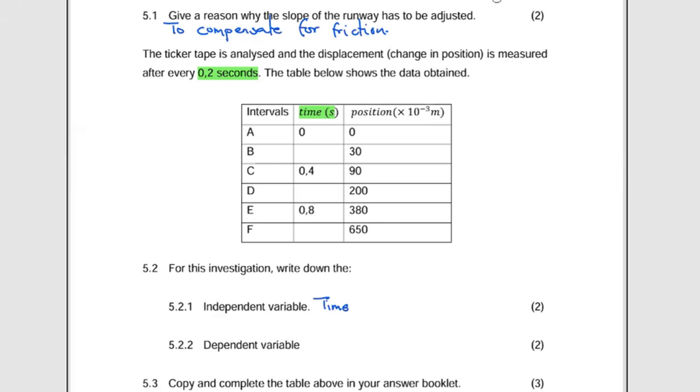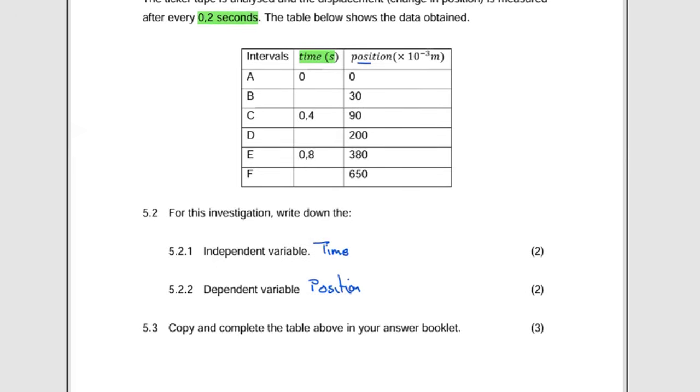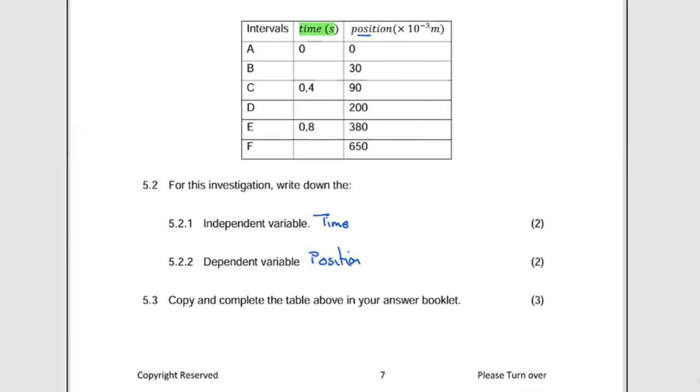Then after that, you are asked to refer to the dependent variable. In terms of this, we are having our time as well as our position. So it means our dependent variable is going to be our position. Okay, then I'm going to proceed to the next question, which reads: copy and complete the table above in your answer book.